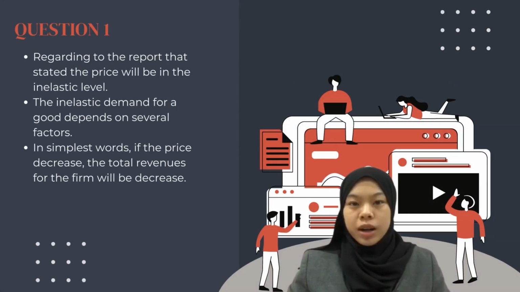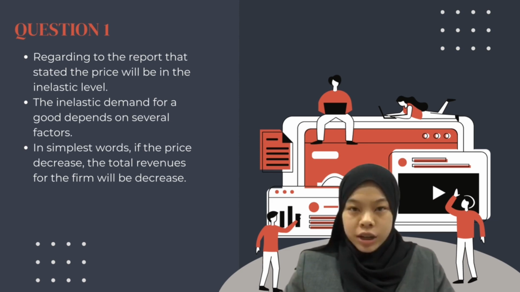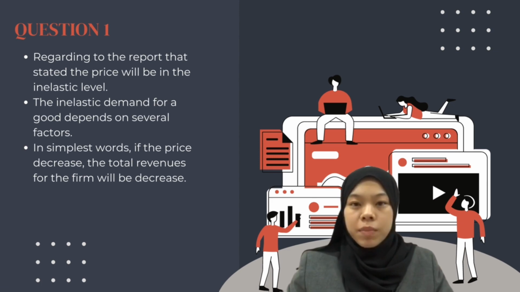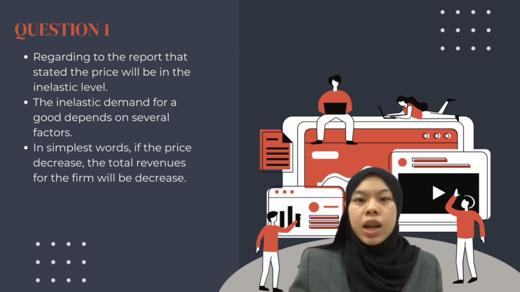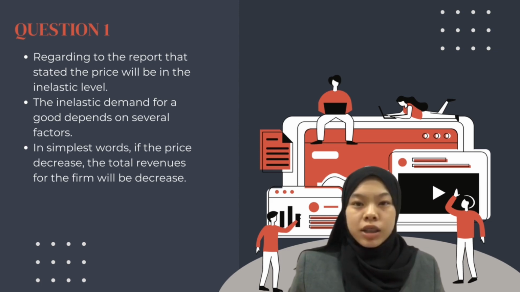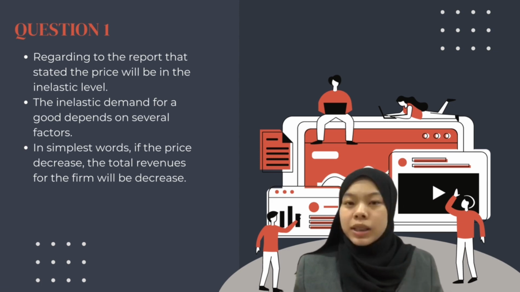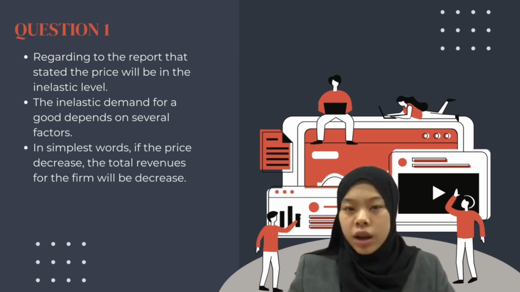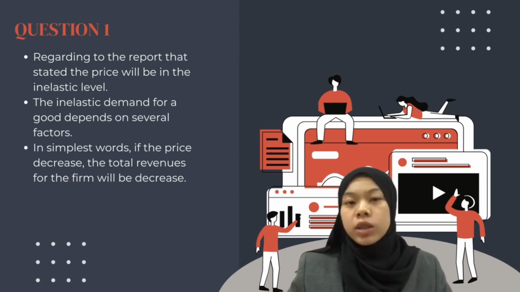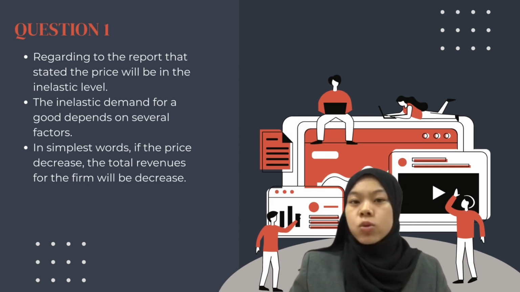So for question 1, the answer is, according to the report, the price will be at an inelastic level. The inelastic level of demand for a good depends on several factors such as the price of the good, purchase quality, and changes in taste. In simplest words, if the price decreases, the total revenue for the firm will decrease. So, as the Chief Executive Officer, I will postpone my plan because the price elasticity of demand is 0.65. It is to prevent the firm from dealing with a loss. That's all for me, and I will pass this presentation to Akmal.